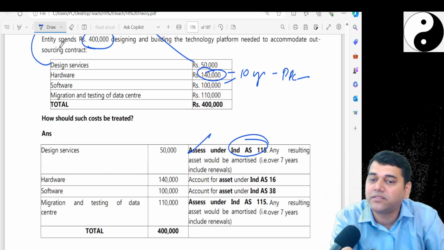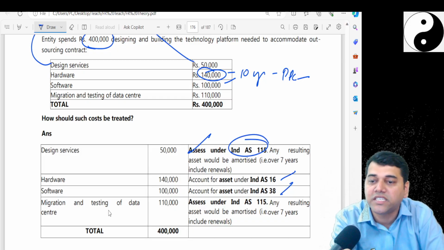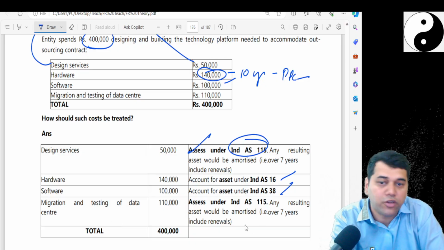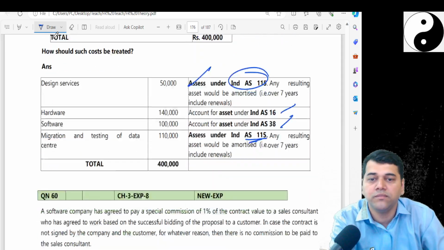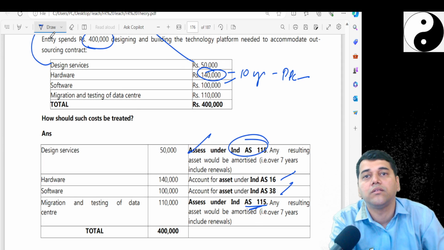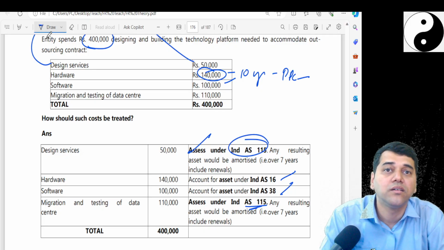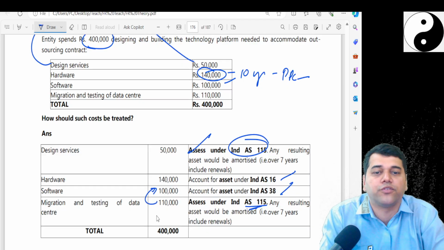It's an intangible asset. Treat it as per Ind AS 38. And migration and testing. Migration and testing is generally a cost. But if you are getting a benefit, you treat it as Ind AS 115. Are you clear? Intangible asset, yeah. Testing of hardware, generally, again, it can be part of this also, intangible asset also.